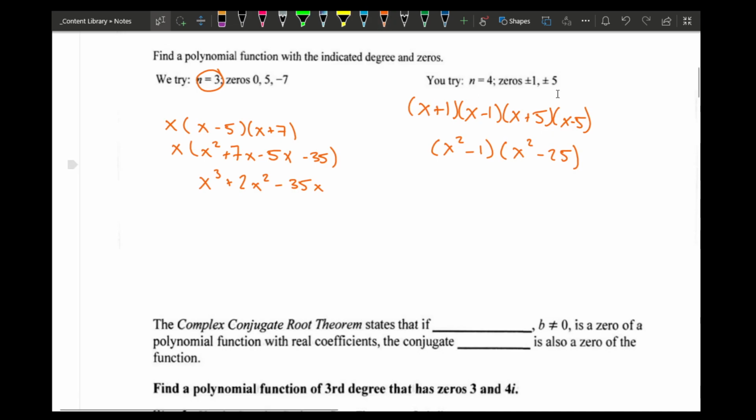Now it's a lot less to multiply. Essentially, we did these two and these two together. But I'm using number sense to do honestly the least amount of work that I have to do. So this is easier to multiply. x squared times x squared is x to the fourth. x squared times negative 25 will be minus 25x squared. Negative 1 times x squared will be negative x squared. And then negative 1 times negative 25 will be positive 25. Combine my middle terms: x to the fourth minus 26x squared plus 25.